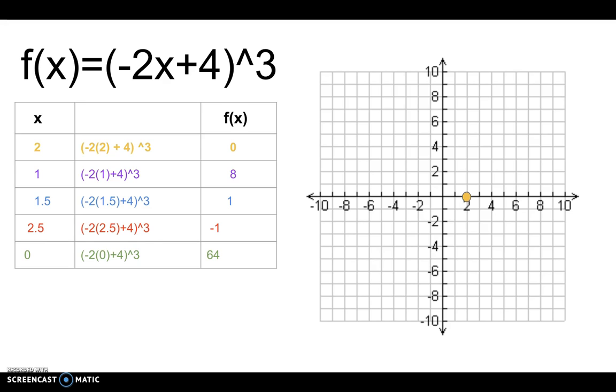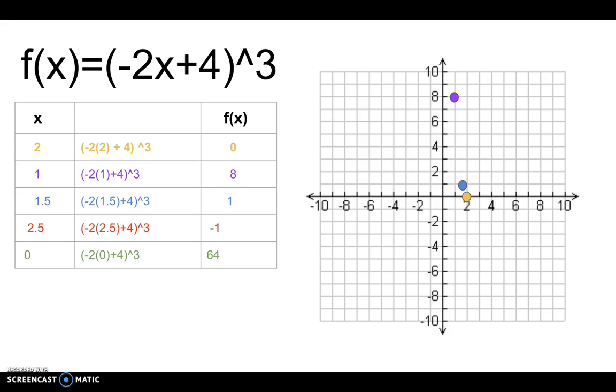So I thought, well, let's do something close to 2, so I choose 1, and I do negative 2 times 1 plus 4 to the third power, which is 8. Then I plot my point, and I know that this isn't my curve because it's too far away from my vertex, so I choose the amount in between, which is 1.5. When I put 1.5 in, I get negative 2 times 1.5 plus 4 to the third, which is 1. And then I plot that point.